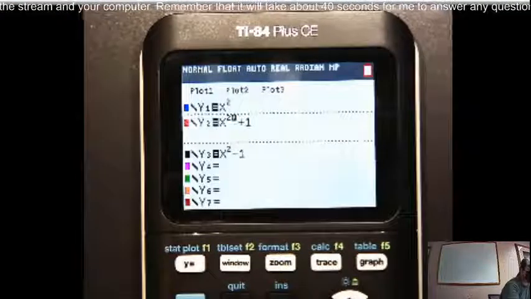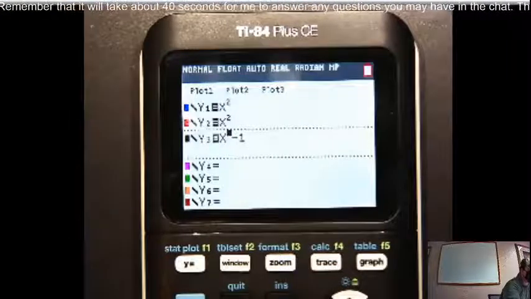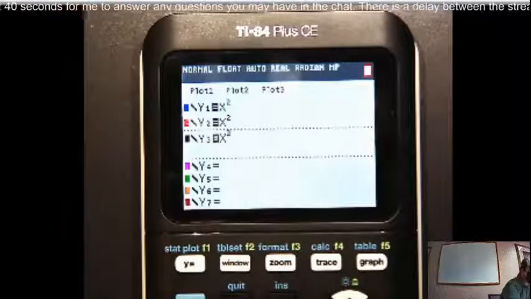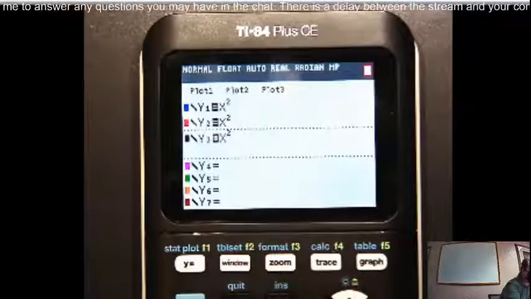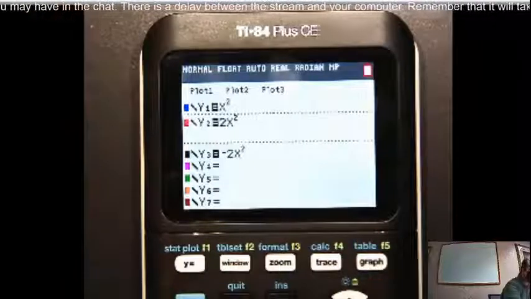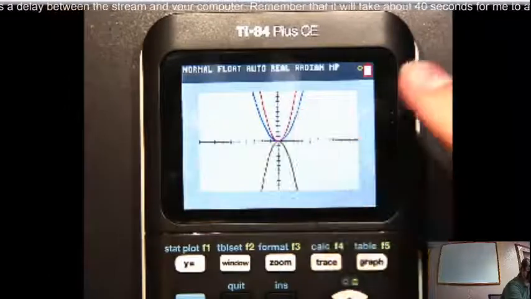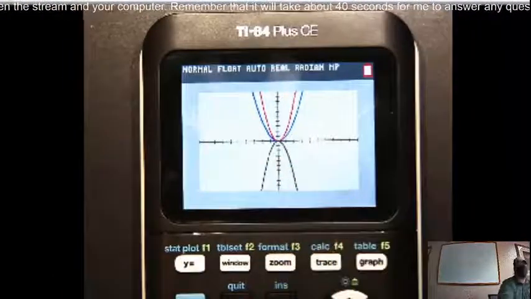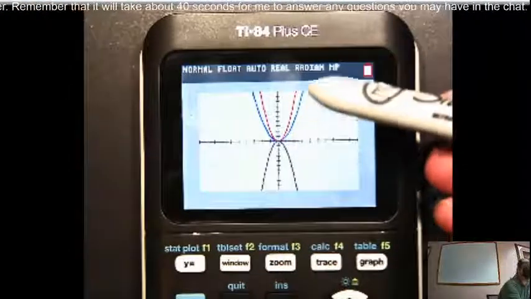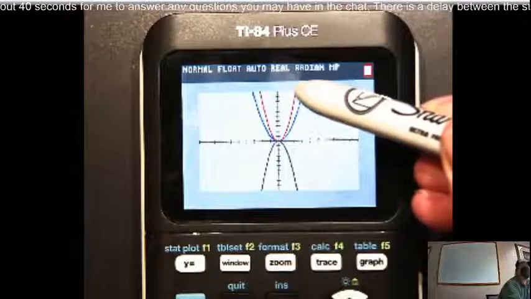But what about if we multiply? Will it do the same thing? Okay, so I'm going to multiply this by negative 2 and this one by positive 2, see what we get. So there's our original, and then there's the second one. Ooh, interesting. So our original again is the blue. That's just x squared. The red is x squared times 2.